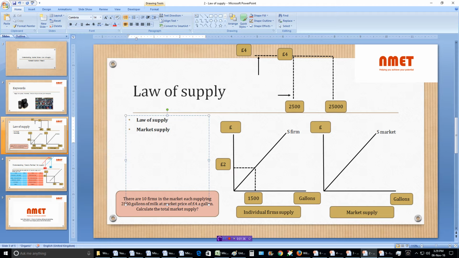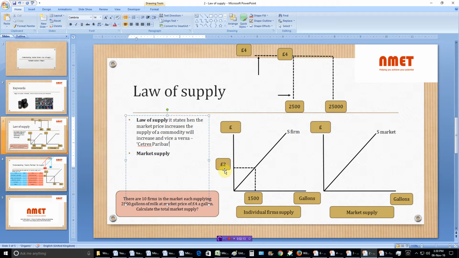The law of supply, in simple words, states that when the market price increases, the supply of a commodity will increase, and vice versa, ceteris paribus. What that means is, when we just take into consideration the price, the supply curve is upward sloping.